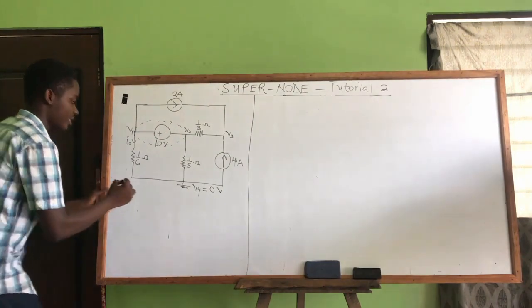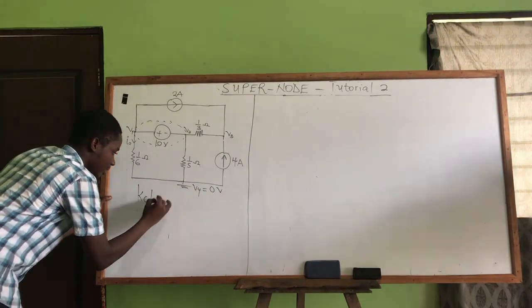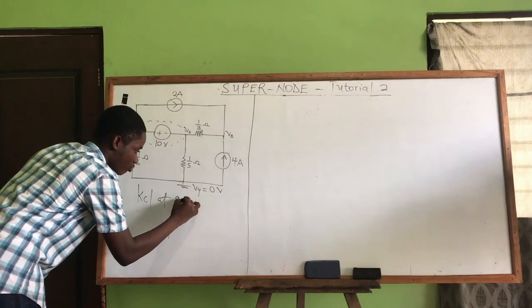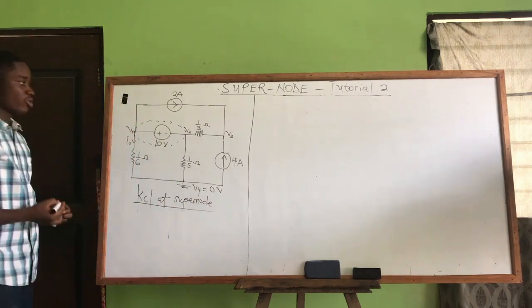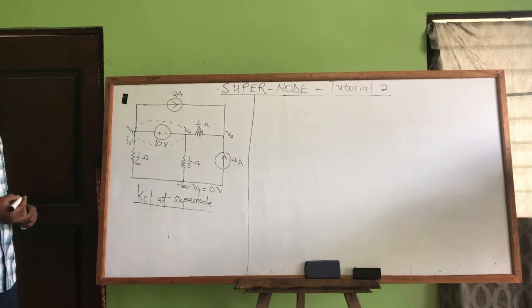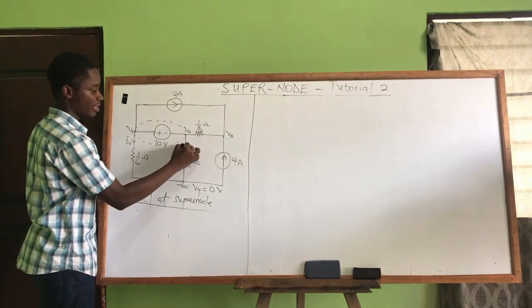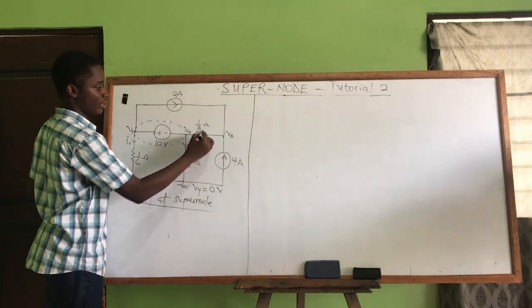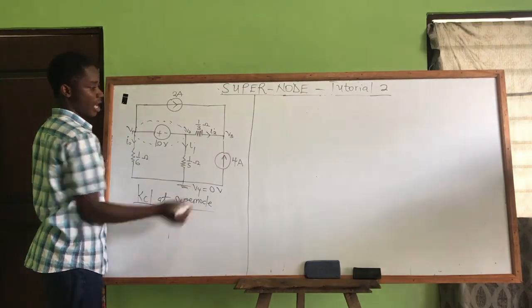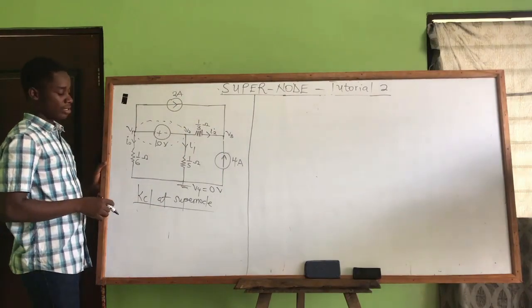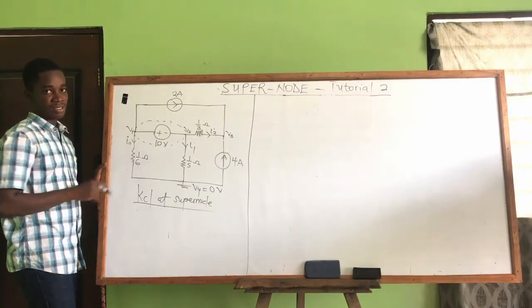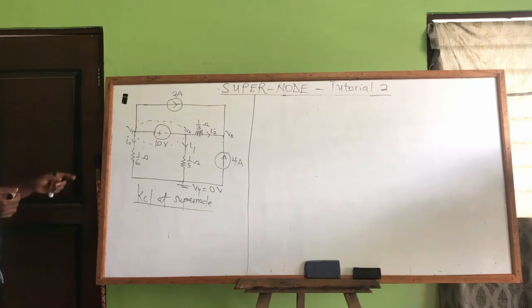Let's write first KCL at the supernode. Let's assign our currents. We have to assign a current to this branch. Let's say I1. There should be a current here, let's say I2. There's already a current here and a current there. And the current on this branch is I0.